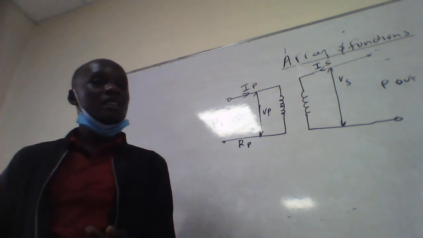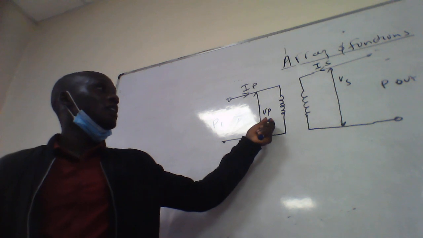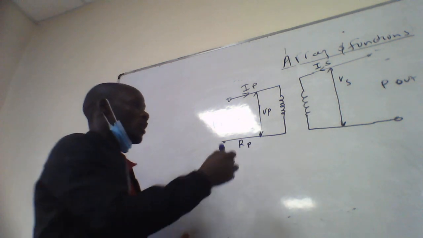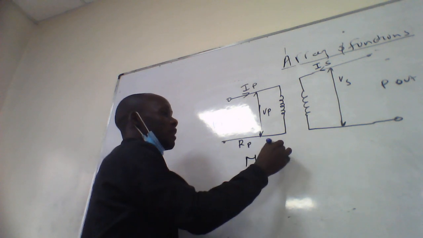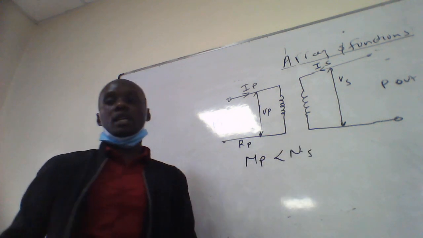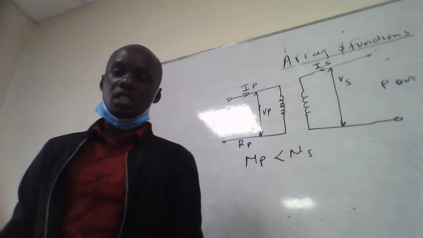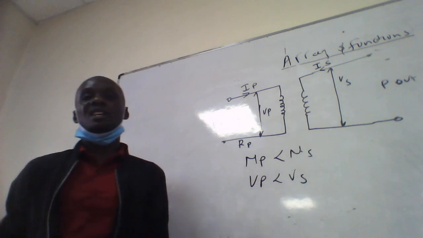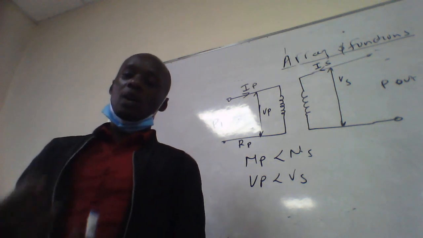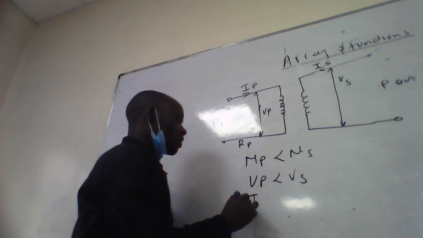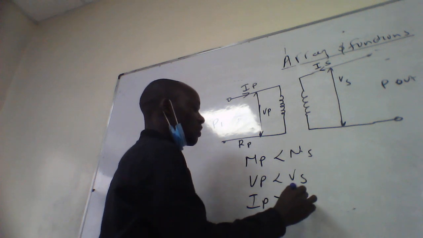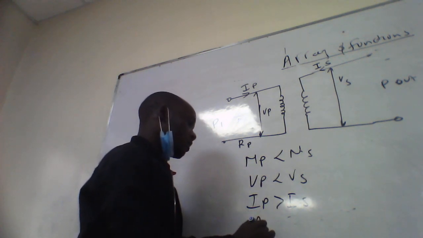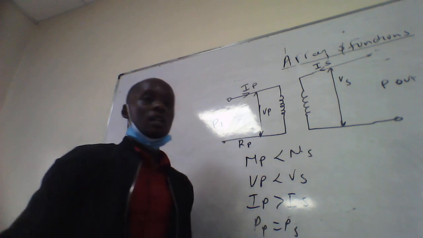In this transformer, the number of windings on the primary coil is less than the number of windings on the secondary coil. Then you can look at voltage. Voltage of the primary is less than voltage of the secondary. Another feature of this transformer is current. Current of the primary is greater than current of the secondary coil. But power on the primary is the same as power on the secondary coil.